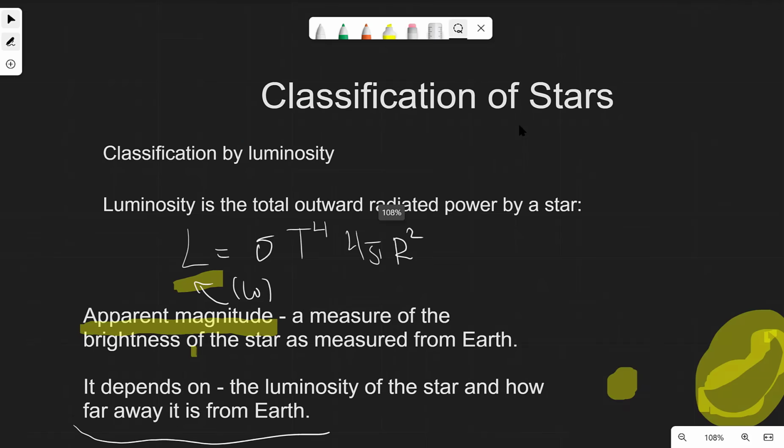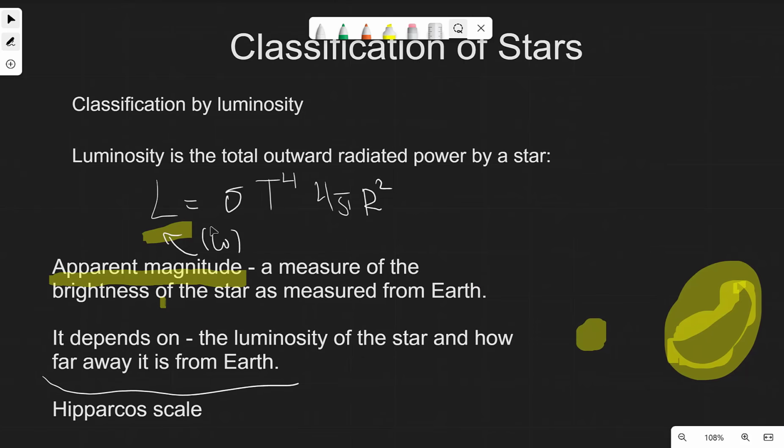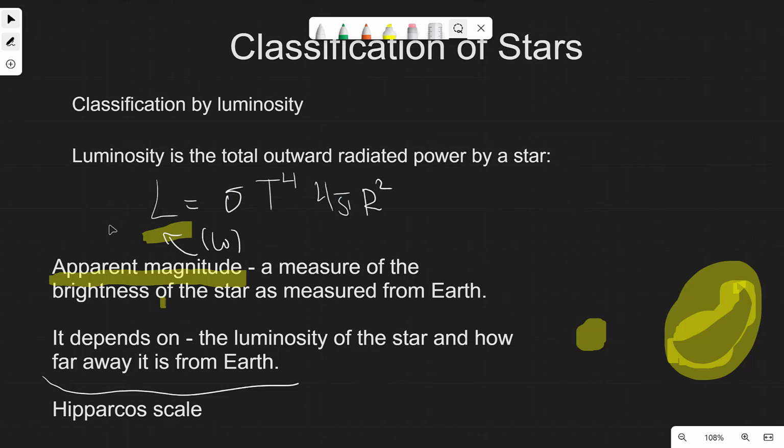And now let's talk about the classification of stars. We're going to start off with classification by luminosity, which essentially is a measure of the brightness. Well, let's introduce the term luminosity, even though it appears a little bit later when we do Stefan's law. Luminosity is the total outward power radiated by a star. It's given by this equation, which we're going to look at in our next chapter. But in general, it is just power.